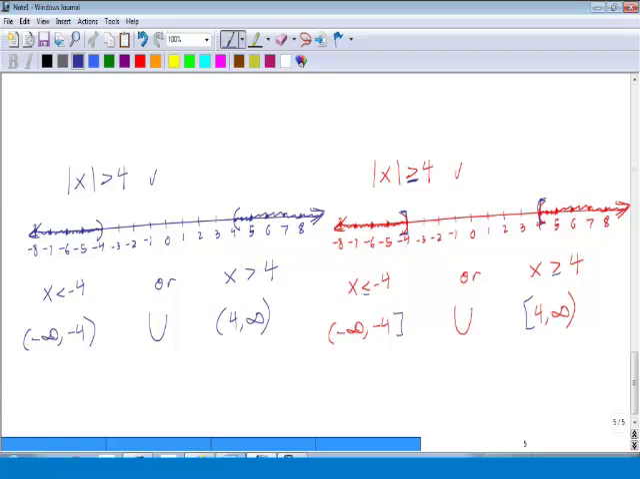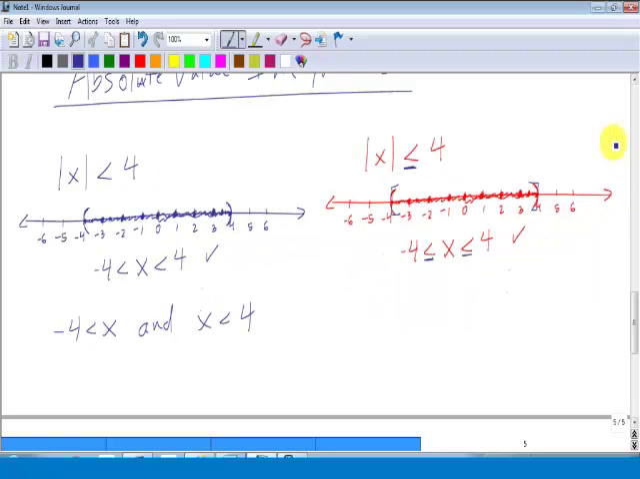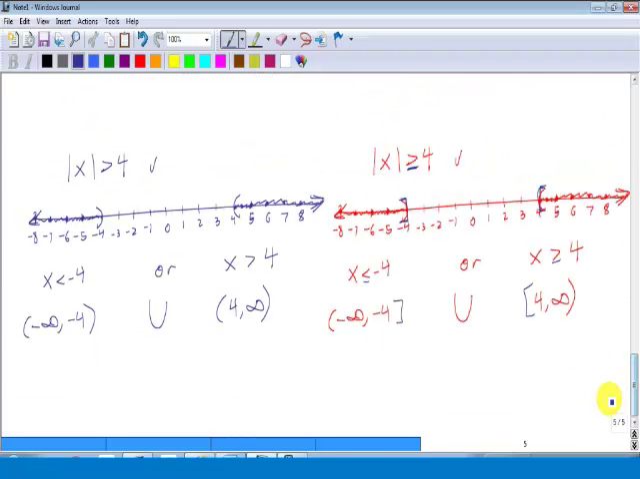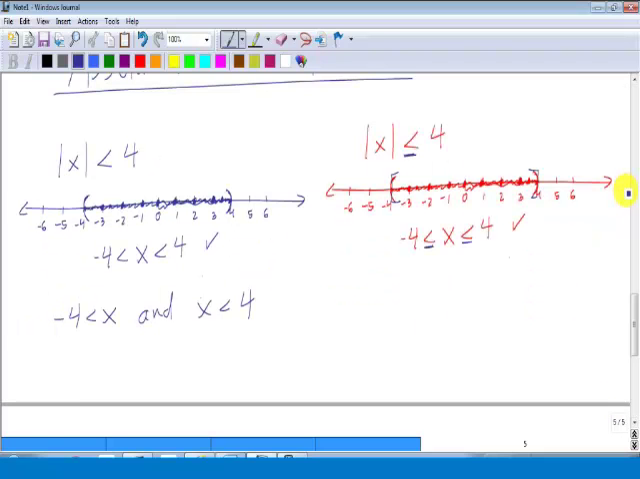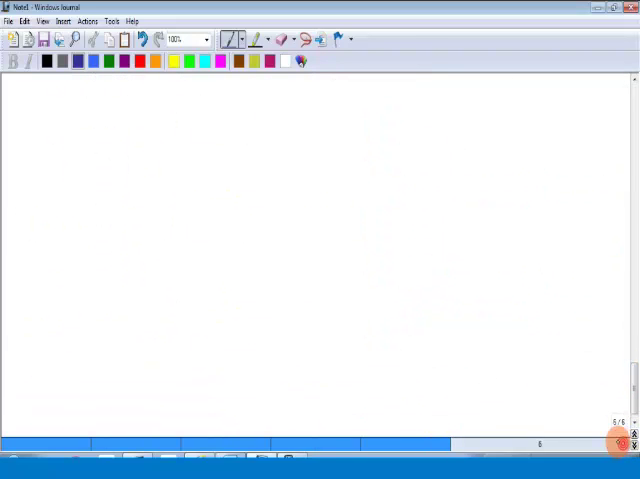The big difference between the solution sets is whether it's a less than a positive number or a greater than a positive number. That's huge. You want to be able to look at that, and if it's the absolute value greater than some positive number, that means one thing. If the absolute value is less than a positive number, that means a completely different thing. Let's look at some of these.